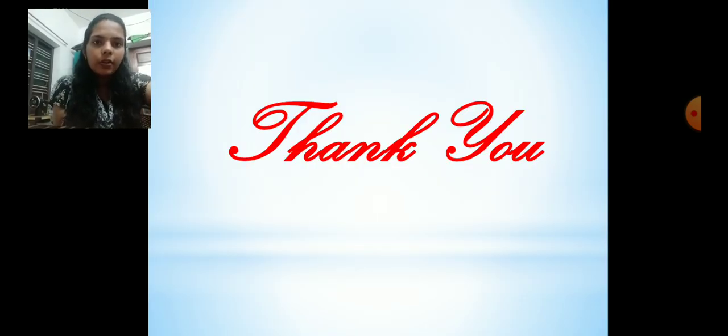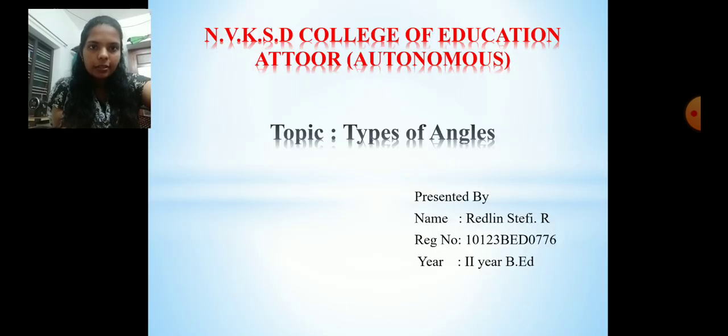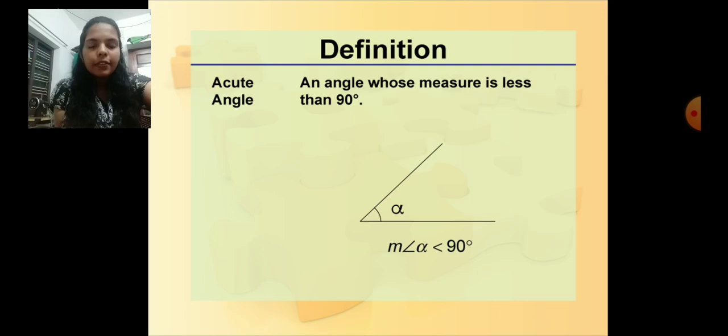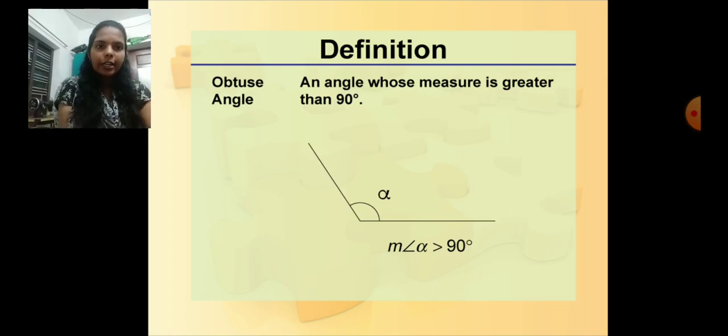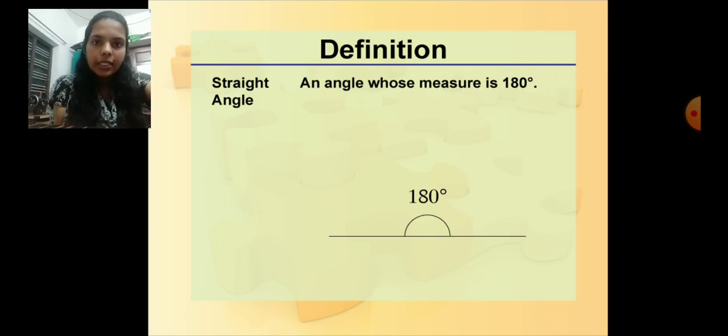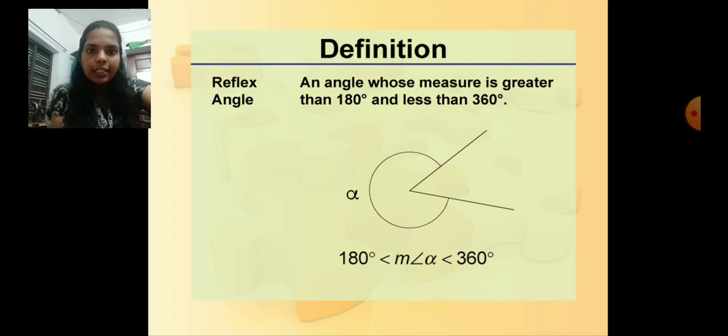Then, okay, we shall see one by one from the first. Types of angles. First one is acute angle. An acute angle means a measure which is less than 90 degrees. A right angle means an angle whose measure is exactly 90 degrees. An obtuse angle means an angle whose measure is greater than 90 degrees. A straight angle means an angle whose measure is 180 degrees. A reflex angle means an angle whose measure is greater than 180 degrees and less than 360 degrees.